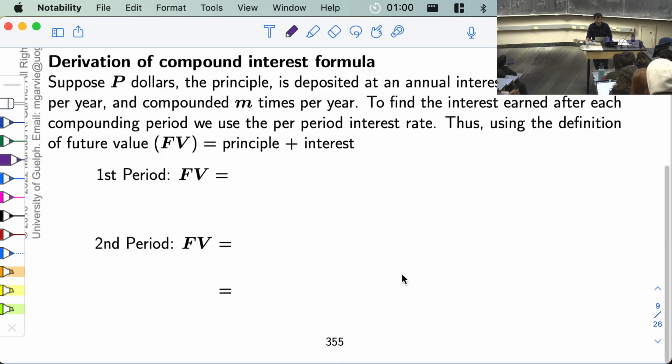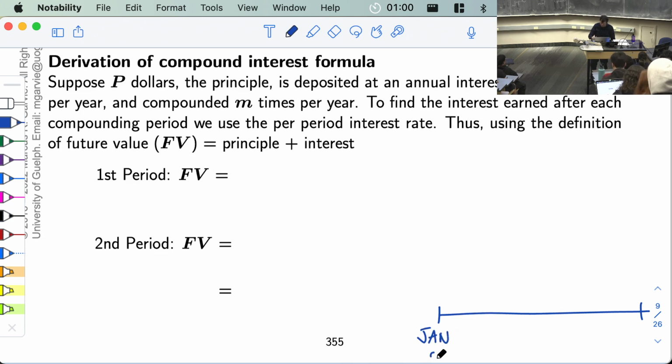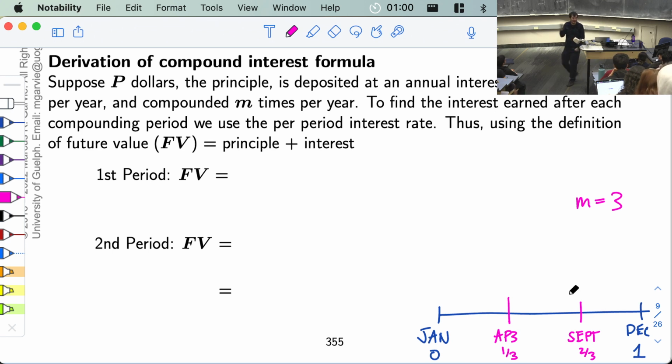To make a little concrete example, I'm going to imagine that I put my money in the bank in January on day 0. At the end of the year, on December 31st, that's 1 unit into the year. We're going to imagine there's some number of periods where we get interest. For simplicity, I'm going to make m equals 3. So there's this period from January to April, that is 1/3 of the way into the year. There's April to September, which is 2/3 of the way into the year. And then there's September to December, that is the last third of the year.